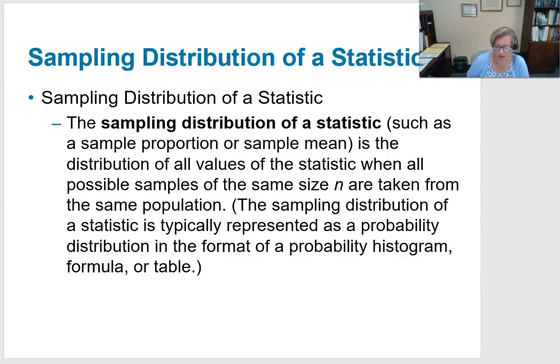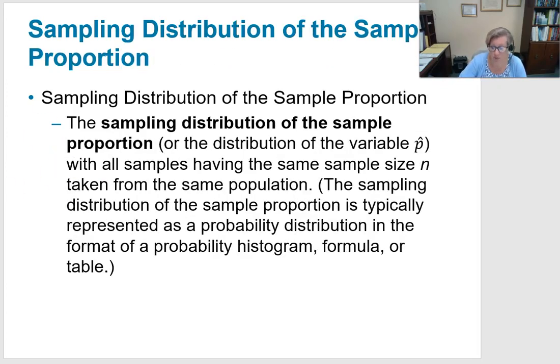So the sampling distribution of a statistic, such as a mean or proportion, is just the distribution of those values when we look at all the possible samples of the same size. So if we have a population and we want to take 10,000 samples, and each of those samples is going to have five data values, and you look at the means of each sample and graph those means, they should be normally distributed. Same thing goes for proportion as well.